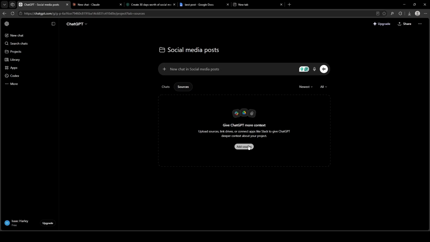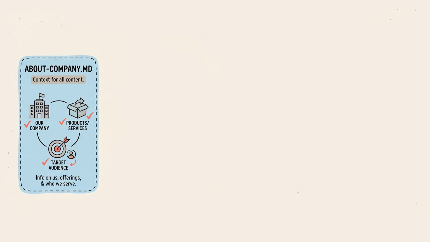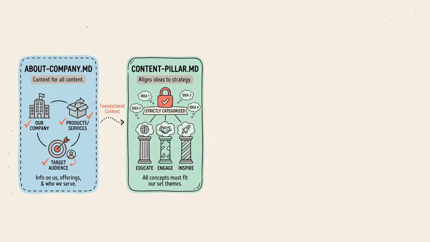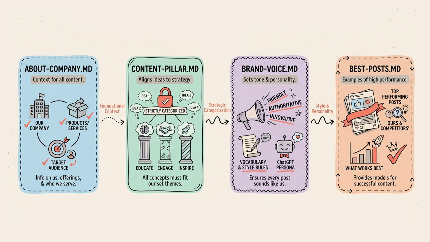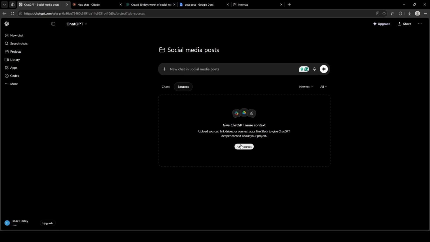We will provide ChatGPT with 4 context files. This file will contain information about our company, our products, target audience, etc. This file will make sure all ideas fall strictly under the categories we set. This file will set the rules for tone, vocabulary, and personality. Every post ChatGPT writes will sound like us. We will also give ChatGPT a few of our best posts, so it will have ideas about what kind of content works best. Let's create the first file.